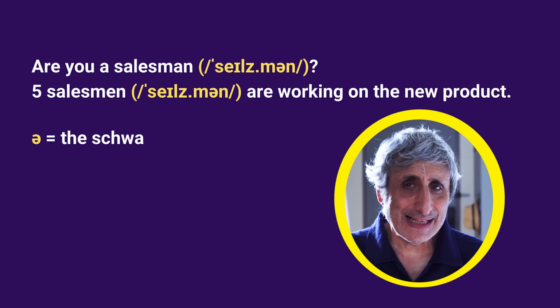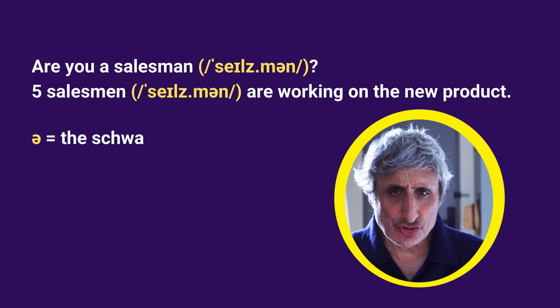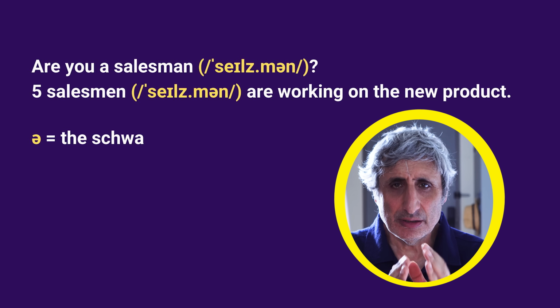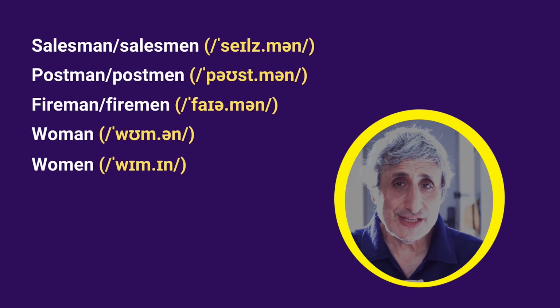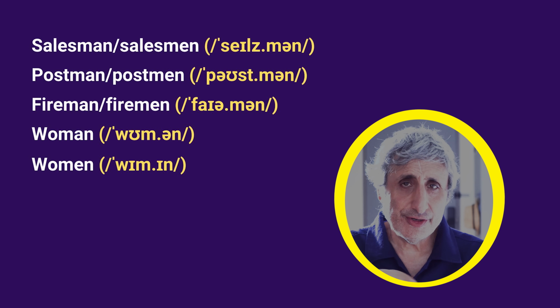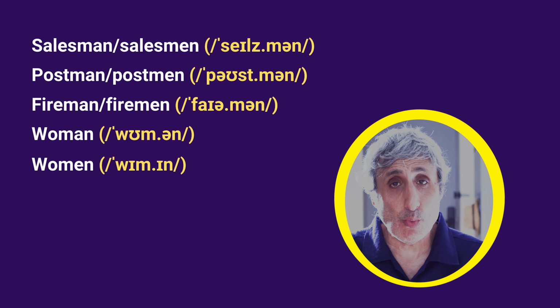Because the second syllable is unstressed, the vowel is reduced to a schwa sound. Salesman, five salesmen. With salesman or postman or fireman, it doesn't matter, we can work it out from the context. But because woman is such a common word, they needed to make the singular and the plural distinguishable. One woman, two woman, three woman, that's not going to work. So they changed the vowel sound from o, a to e. Woman, women. Now it's clear if you're talking about one woman or the plural, women.